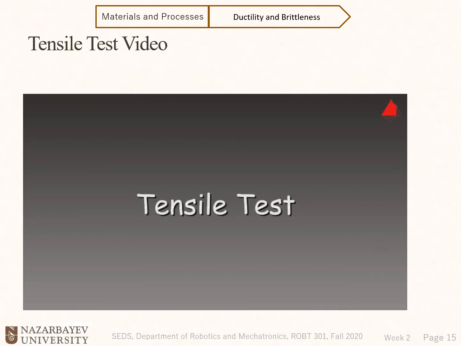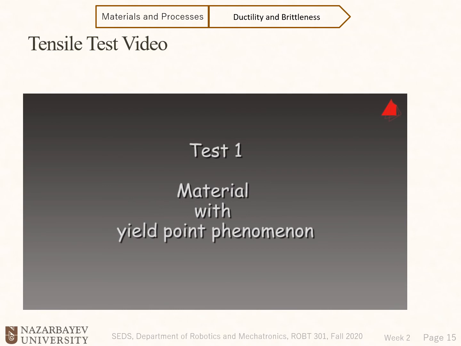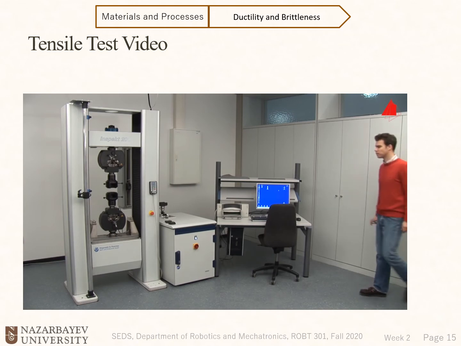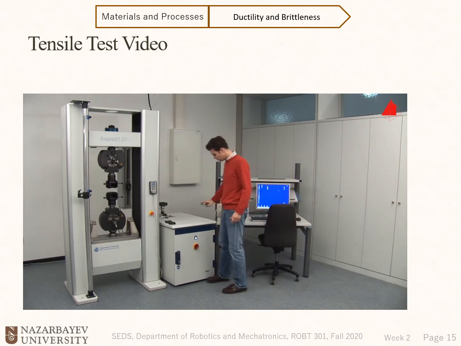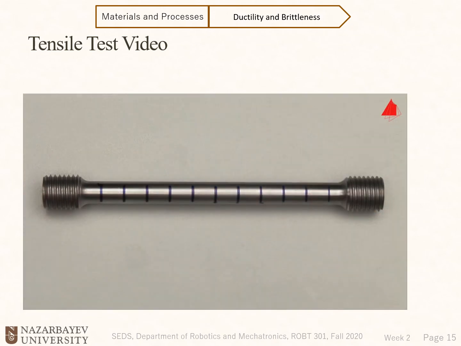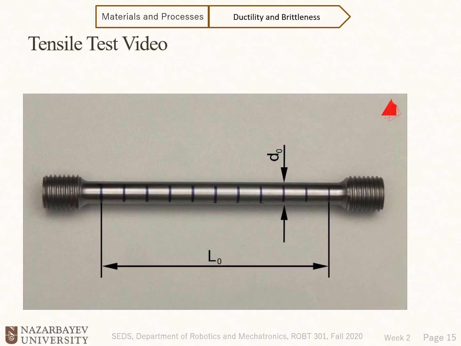Okay, let's watch a tensile test. The tensile test. First test, material with yield point phenomenon. In the first tensile test, a plain carbon steel with yield point phenomenon is to be tested. This is the test piece. It has a cylindrical test region with an original diameter of 10 mm and an original gauge length of 100 mm. Within this test region, distance marks have been drawn at regular intervals. They help to visualize and measure the plastic behavior of the specimen.